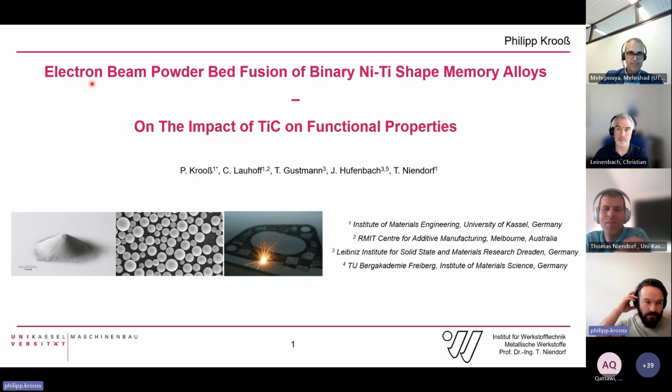Today I'm going to present some, not the newest results of our group. It's about electron beam melting of binary nickel titanium shape memory alloys. And in this particular alloy system, we had an increased carbon content. You can discuss later why this was increased. And I will just detail on the impact of titanium carbides on some functional properties in this electron beam melted material. This was a cooperative work from our group and from the Leibniz Institute for Solid State and Materials Research in Dresden, so Julia Rufenbach and Tobias Gussmann.